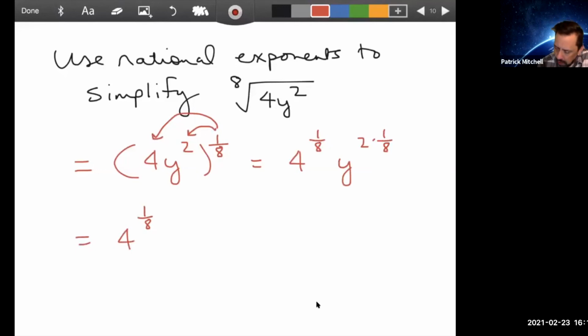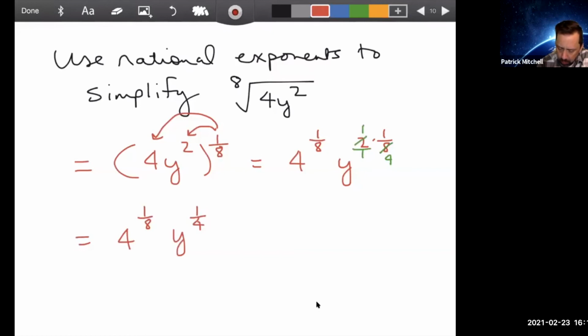2 times 1/8 though, what is that? Well, 8 divided by 2 is 4, 2 divided by 2 is 1. That's just y to the power 1/4. So I think this might have something to do with 4th root. But now what am I going to do with the 4 to the power 1/8? That's the tricky part.